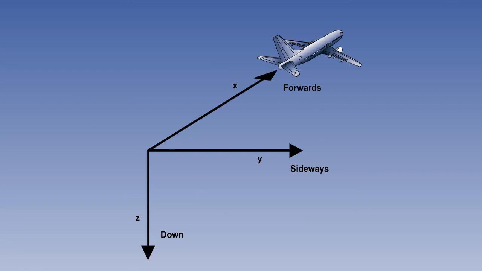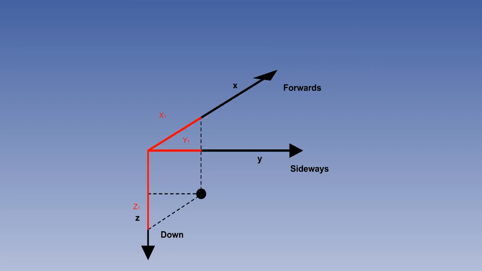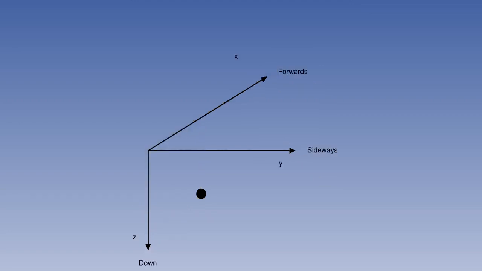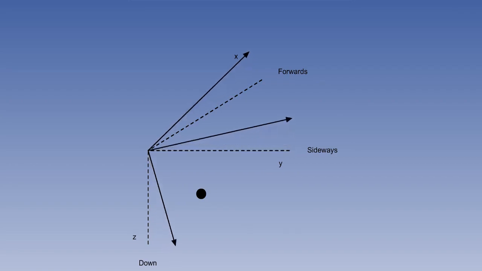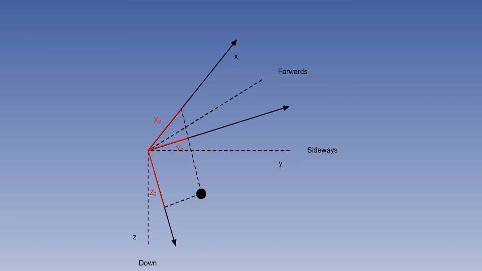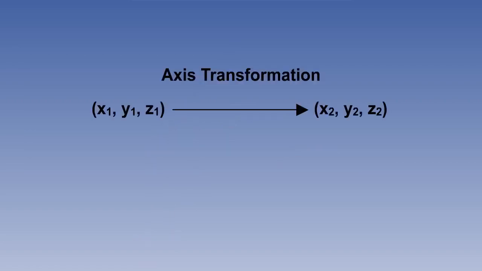Imagine our aircraft in some particular flight attitude. And here is some point in 3-dimensional space which we wish to define. It can be defined by the coordinates x1, y1 and z1. Now imagine that the aircraft pitches, rolls, and yaws. The point in space has not moved, but the reference axes have. It is now defined by a new set of coordinates, x2, y2 and z2. The mathematics of converting from one frame of reference to another is called axis transformation.